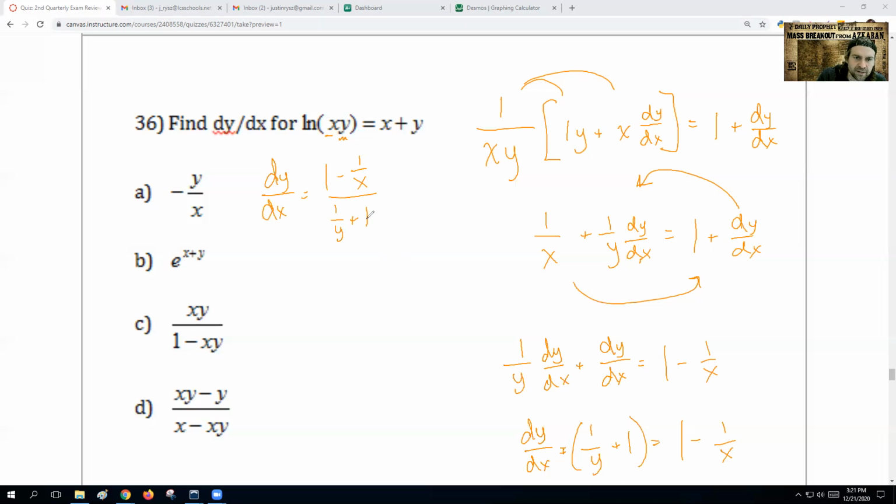All right, if we want to combine these, we've got to get a common denominator. So this would be y over y, and this one would be x over x. And so we get x minus 1 over x divided by 1 plus y over y. So really we have x minus 1 over x, and then multiplied by y over 1 plus y. All right, if we distribute the y on the top, we get xy minus y. Distribute the x on the bottom, x plus xy. Or is it minus? It should be minus. All right, so that would be choice B.